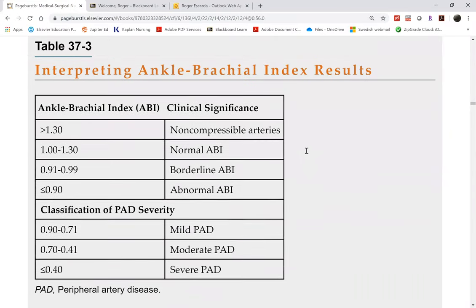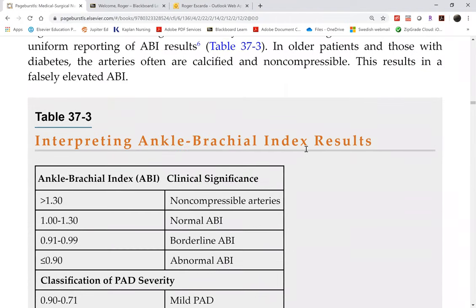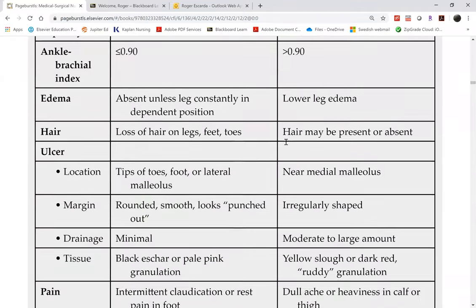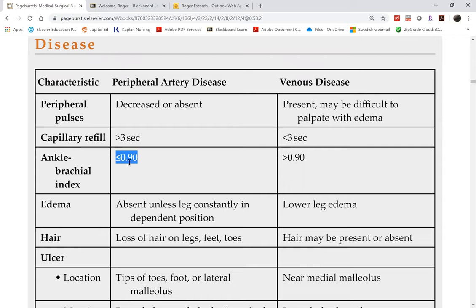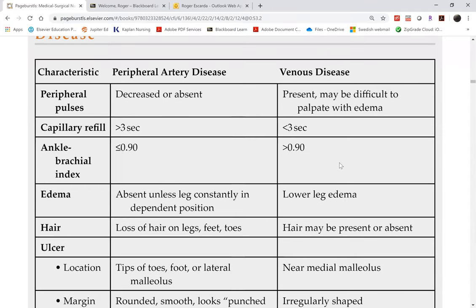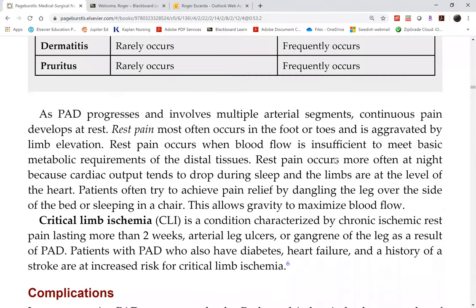And this is how you interpret the results. The threshold is 0.9, as already mentioned in the table up here comparing PAD from venous. So if the product, oh no, the quotient. When you divide ankle blood pressure by your brachial blood pressure, if the answer is equal to or less than 0.9, then you have PAD. If it's more than 0.9, it's normal. This doesn't mean that if you have more than that, then you have venous disease. Not necessarily. It just means normal. In venous disease, when you do an ankle brachial index, it's normal. There's no arterial problem here in venous insufficiency or venous disease. I hope that makes sense.